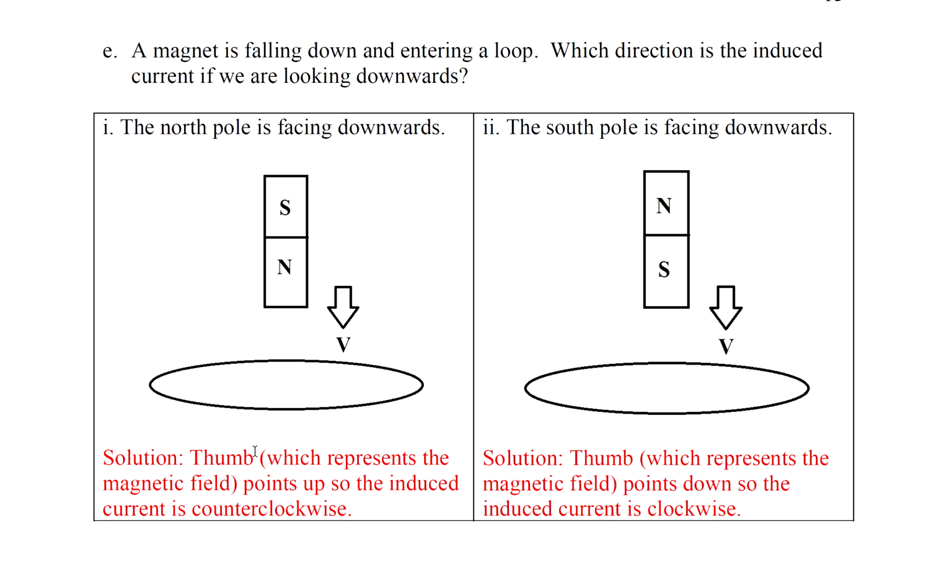Part II: the South Pole is facing downwards. So for part II, once again, draw magnetic field lines. And as this bar goes down, you're going to have the opposite answer of part I. So the thumb points down, so the induced current is clockwise. So use your right hand.